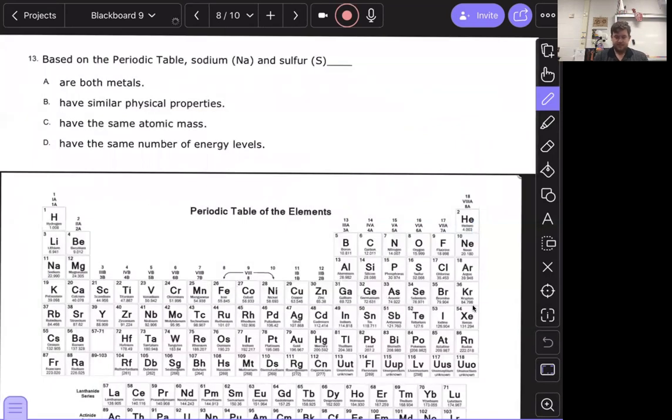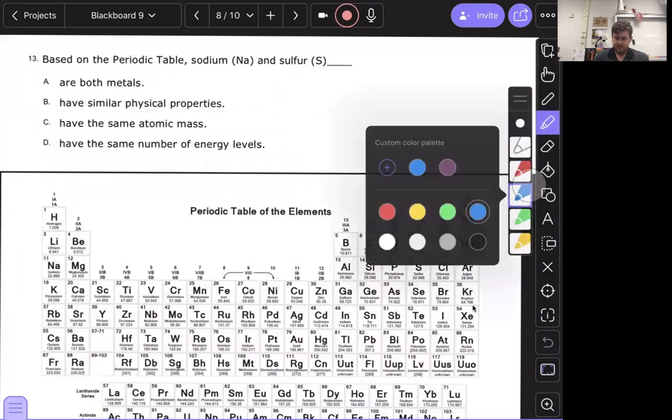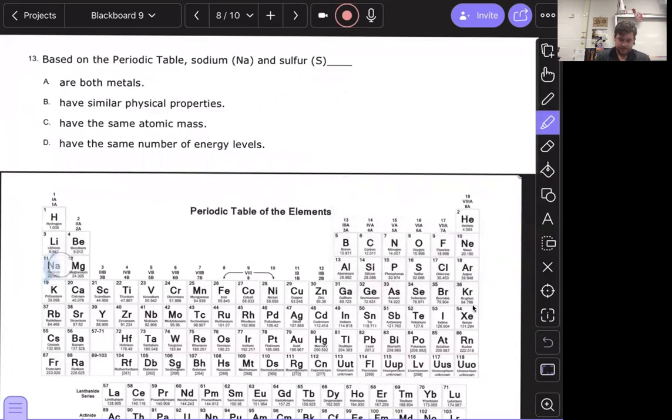Based on the periodic table, sodium, I'm going to highlight it in blue, and sulfur, S, are they both metals? We really haven't talked about metals, but sulfur is a non-metal. Anything to the right of our little staircase right here is a non-metal. All right, so they have the same physical properties? Well, they're not both metals.